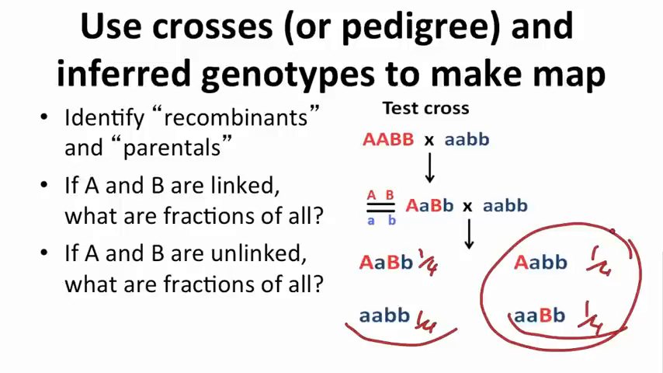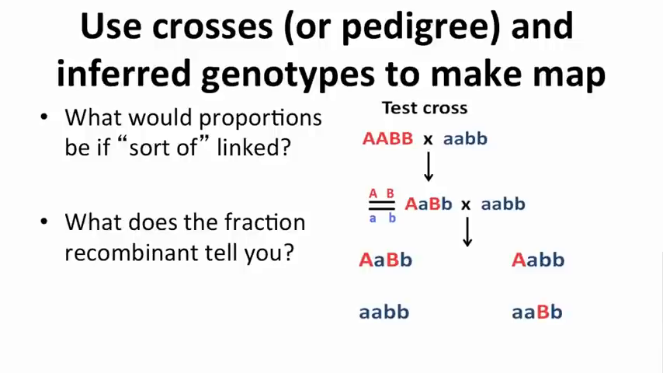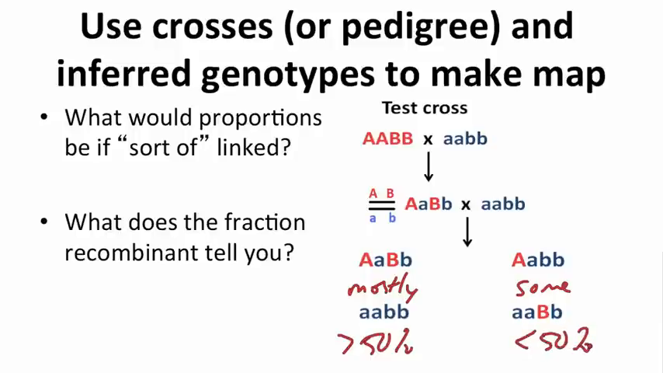Now, the question that I want you to think about is what happens somewhere between these two extremes, not totally linked and not totally unlinked, like being on different chromosomes. What happens if they're sort of linked, like they're near each other but not right on top of each other? Well, you get mostly these, but you get some of these. Basically, this would be more than 50% but less than 100%, and this would be less than 50% but more than 0%. What the fraction recombinant tells you is how far apart the A and B genes are. The further they are apart, the more the percent recombination will approach 50%. The closer they are together, the more the percent recombination will approach 0%.